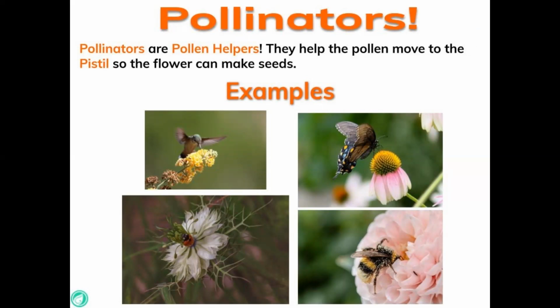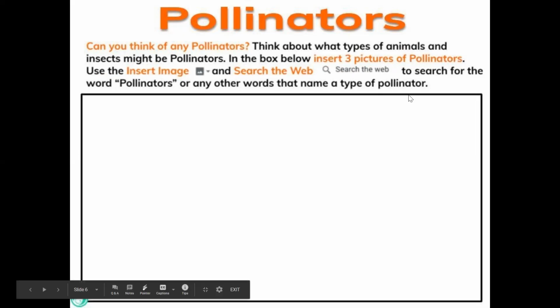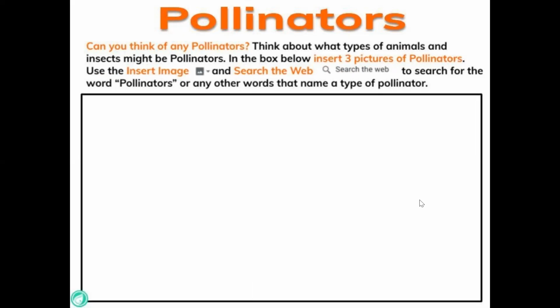So I want you to post a couple of images of different types of animals that you think might be pollinators. You can click on where it says insert image, search the web, and then type in the word pollinator and post a couple of pictures, or you can just type in there different animals that you think are pollinators.